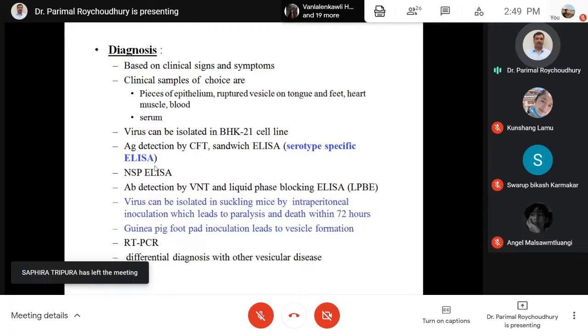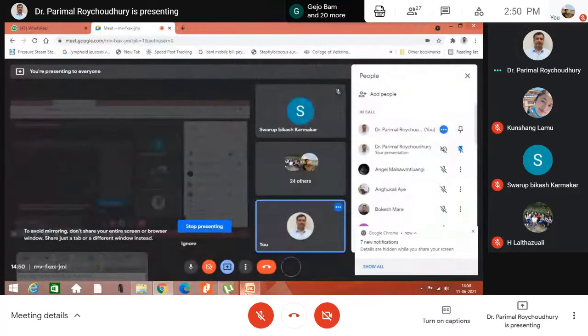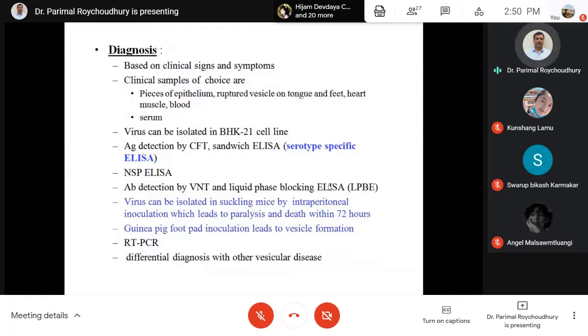A serotype specific RT-PCR test has been developed, and it can be performed with accuracy and very rapidly; we can detect the specific serotype of FMD virus. So this is the approach for diagnosis of foot and mouth disease. And of course, we need to discuss the differential diagnosis, because there are some other vesicular diseases where similar kinds of lesions can be seen, right? So it is possible only by laboratory techniques.